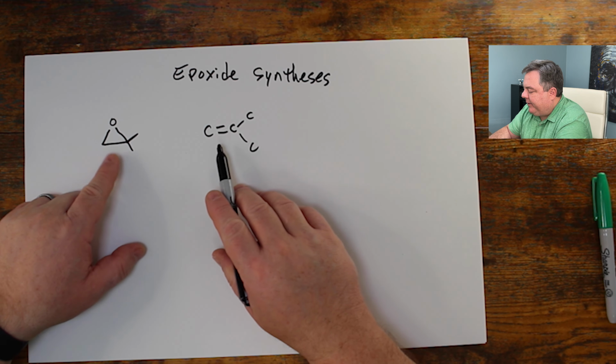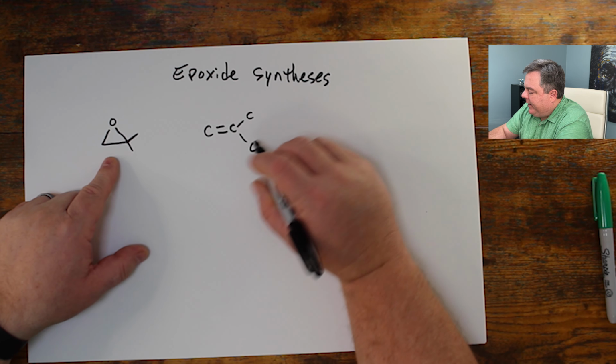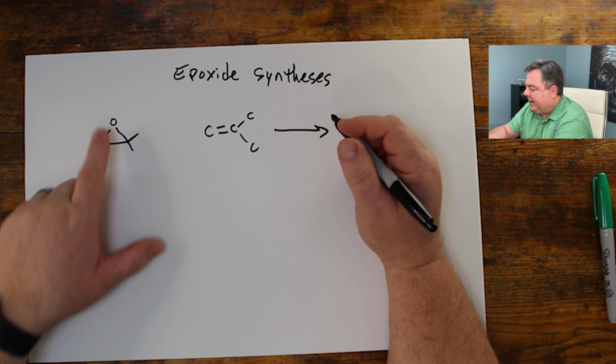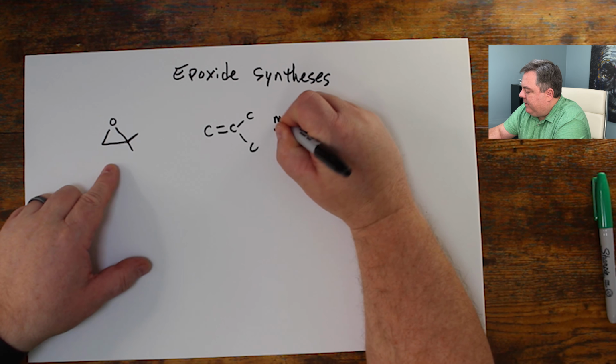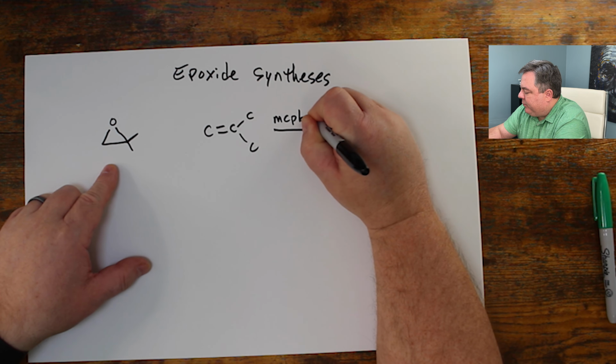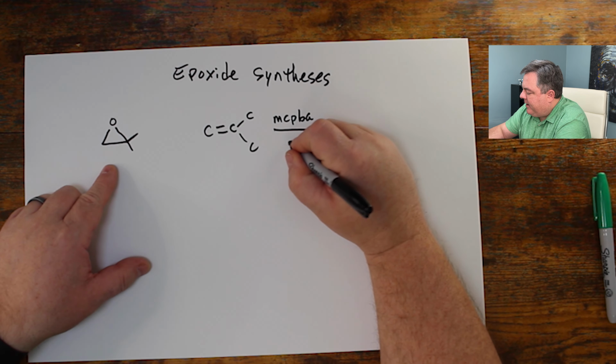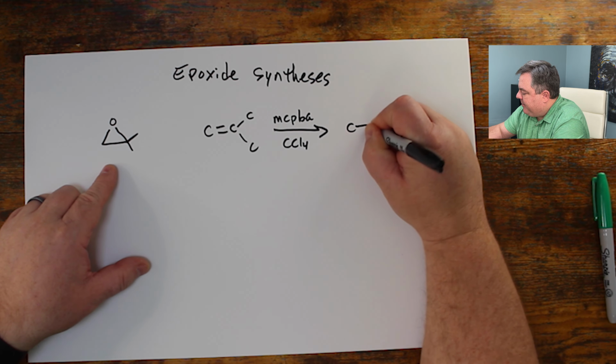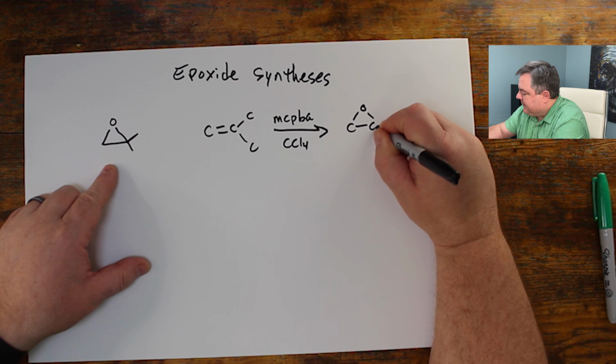The first one is from an alkene. We can take an alkene. We need to give it something with an oxygen atom. And one of the best ones to use is mCPBA, and carbon tetrachloride is my solvent. And it can make epoxides.